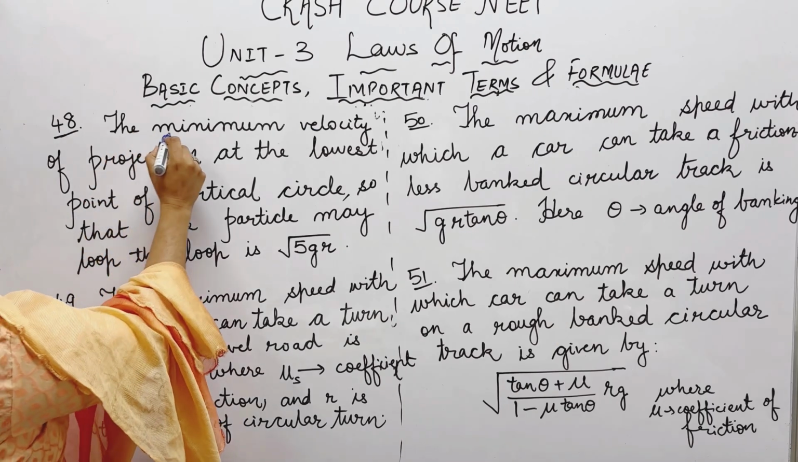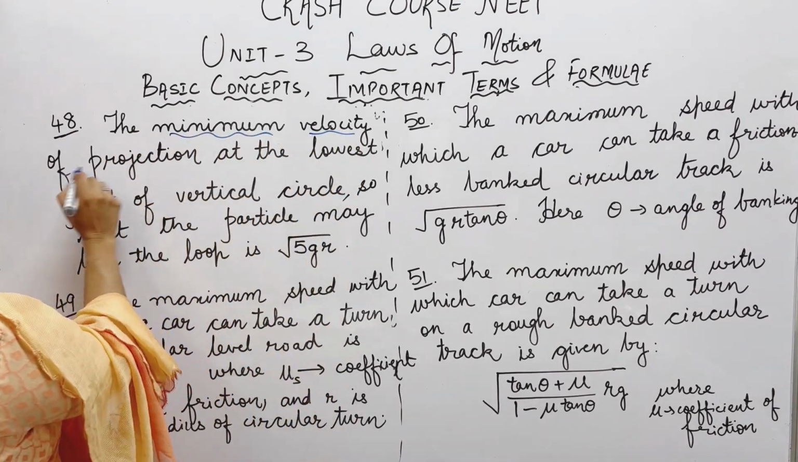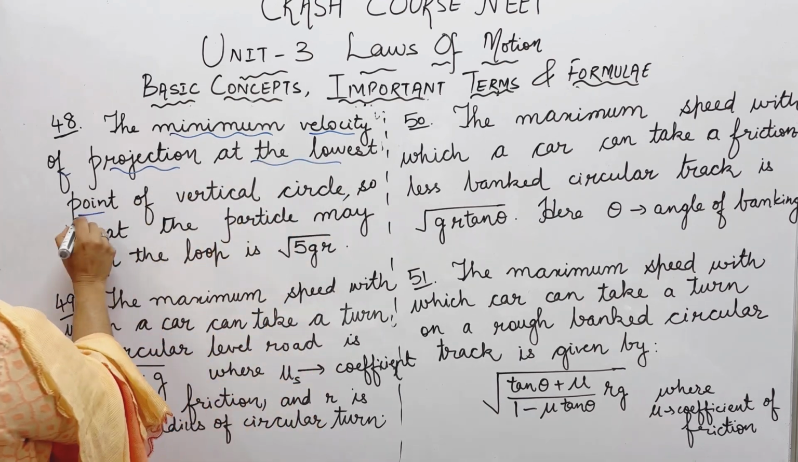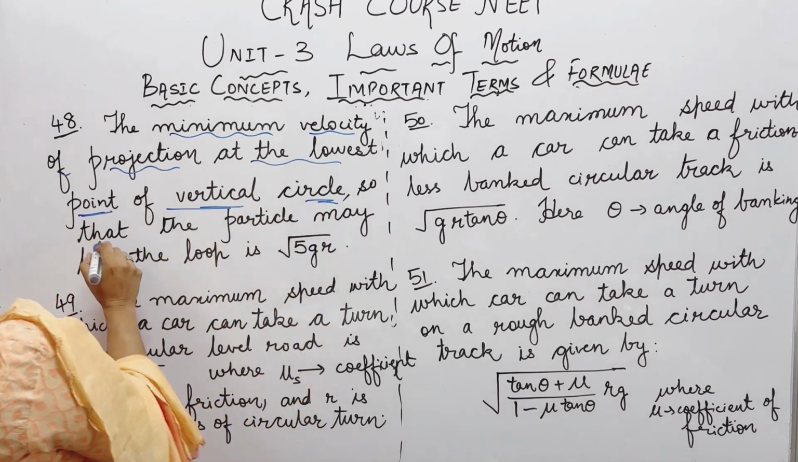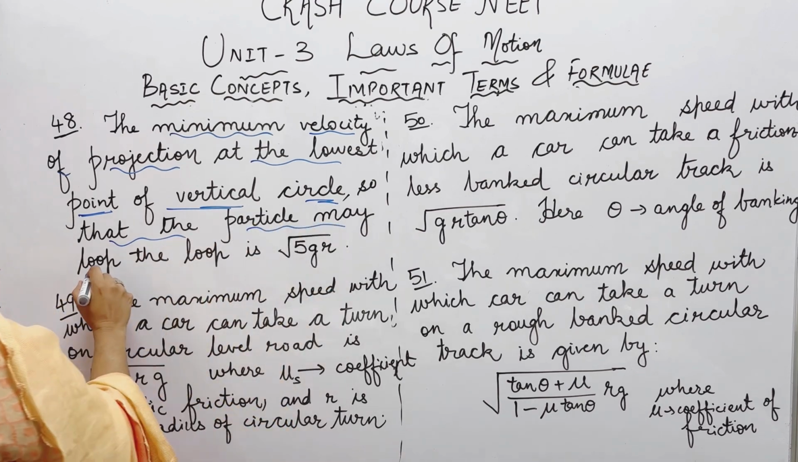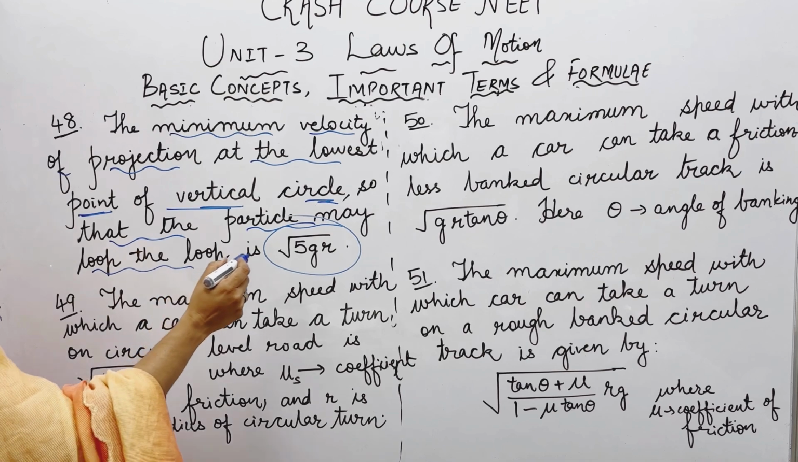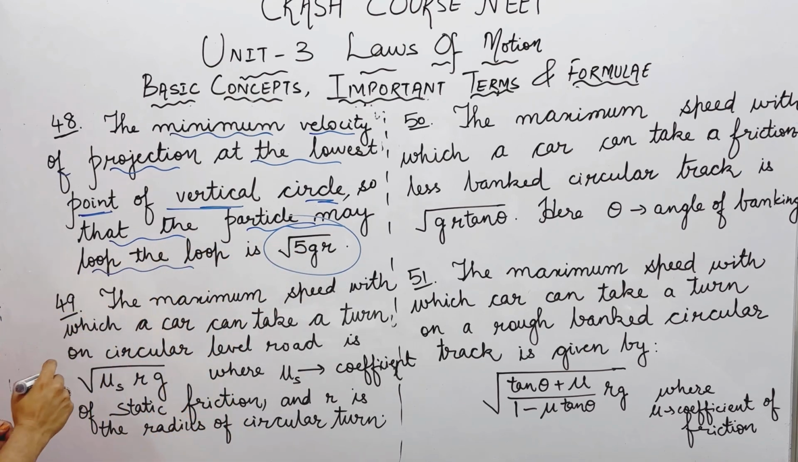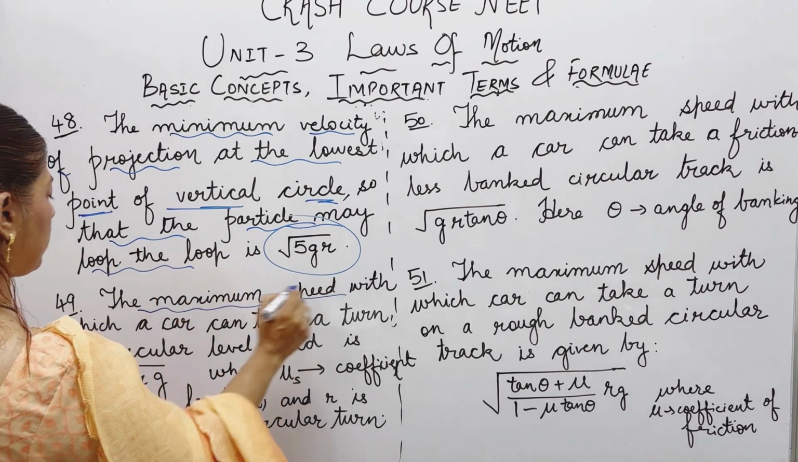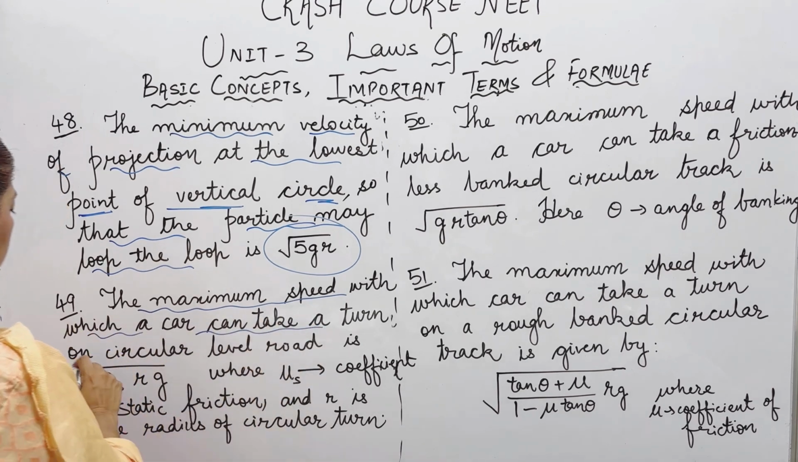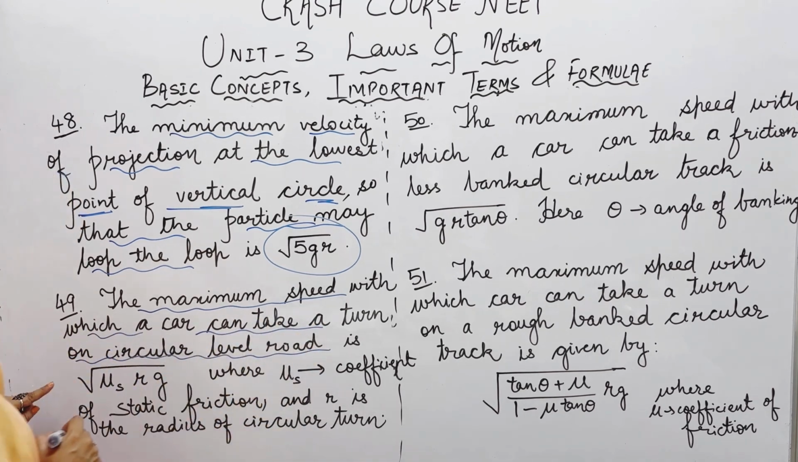The next point is about the minimum velocity of projection at the lowest point of the vertical circle so that the particle may loop the loop. It is given by under root 5 gr, where g is the acceleration due to gravity and r is the radius of the circle. The next is the maximum speed with which a car can take a turn on a circular level road. It is given by under root mu s into r into g, where mu s is the coefficient of static friction, r is the radius of the circular turn, and g is the acceleration due to gravity.